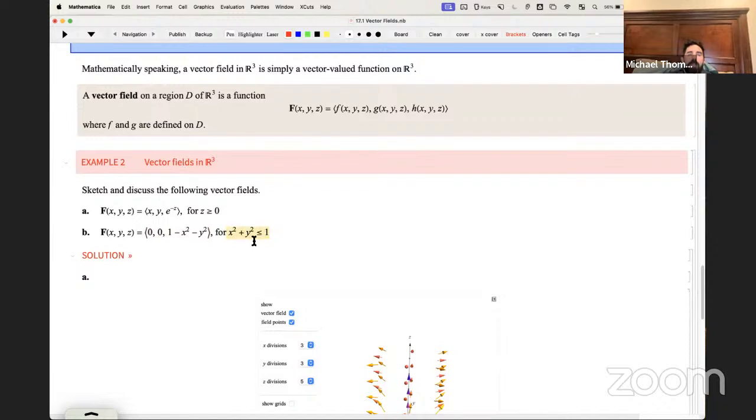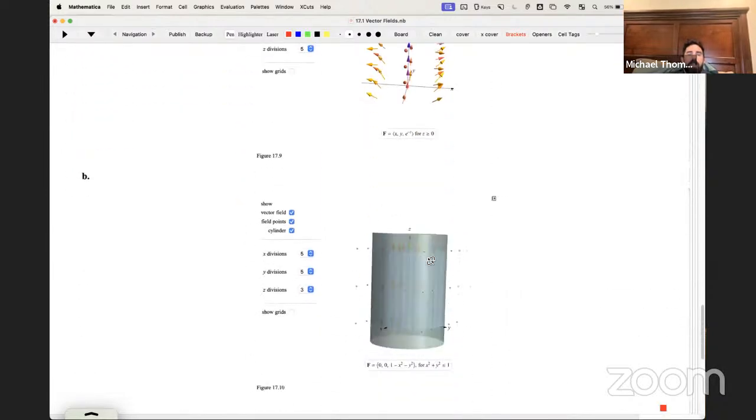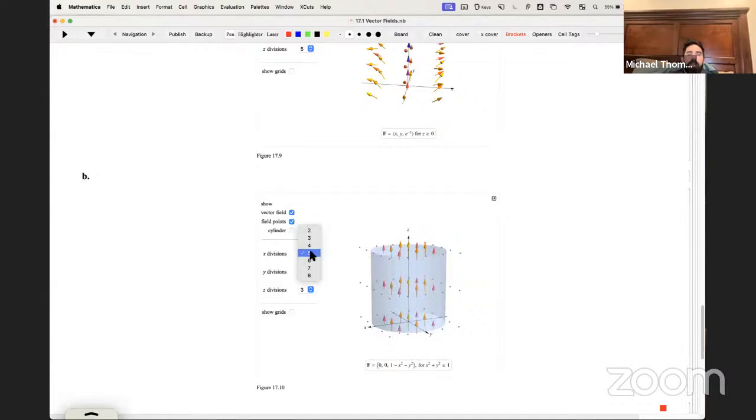Also, we're going to be restricted. Let's say we only want to look within a cylinder in R3, so that would be this guy. We're going to ignore everything outside of that cylinder. If you set up your field points, we just look at the ones inside the cylinder, and then we create vectors at each one of those field points, and there's your vector field right there. If you wanted to plot more vectors, you could do that. It's up to you how many. You want to plot enough so you can see the general appearance of what's happening.